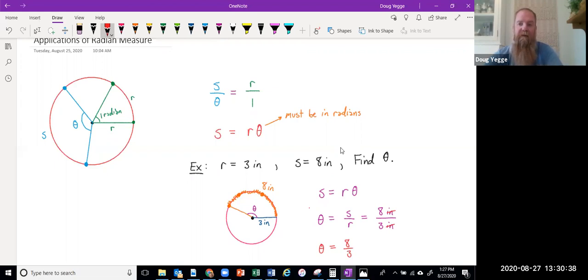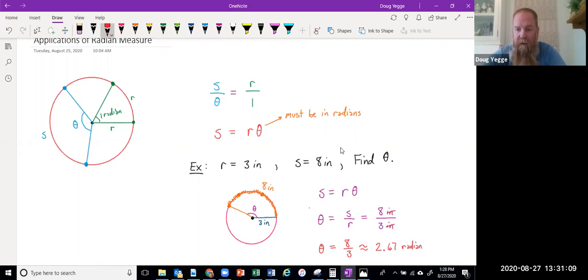So we should recognize that the reason we say theta is unitless is because the arc length and the radius are the same units. And when those units cancel, this theta simply gives me the number of radii that I had to travel through in order to get to 8 inches. So that means that this is approximately 2 2/3 or approximately 2.67 radians.